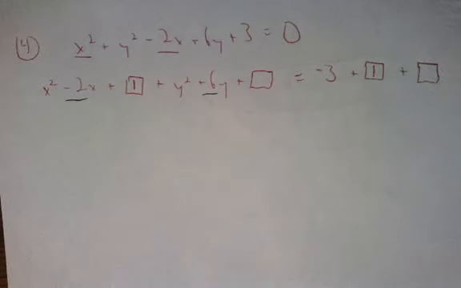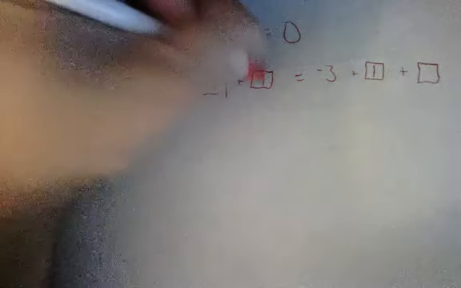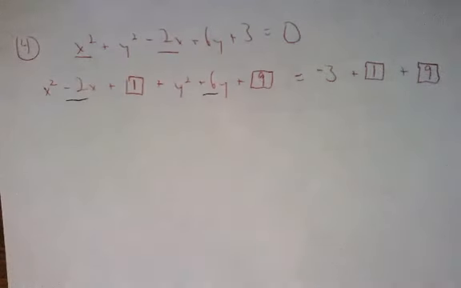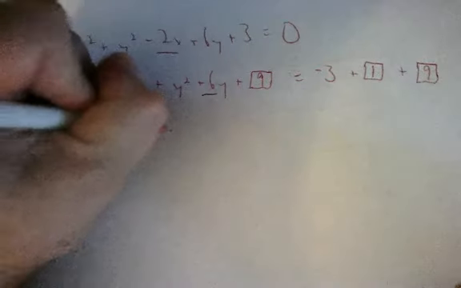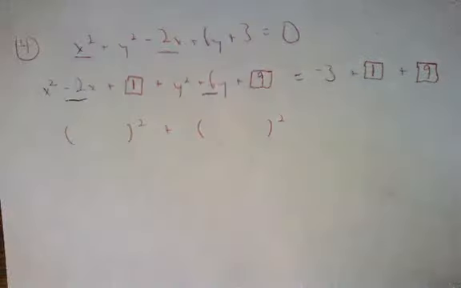Then next, you're going to do the same thing with the coefficient of y, cut it in half to get 3, multiply it by itself to get 9. These boxes are both 9s. Okay?